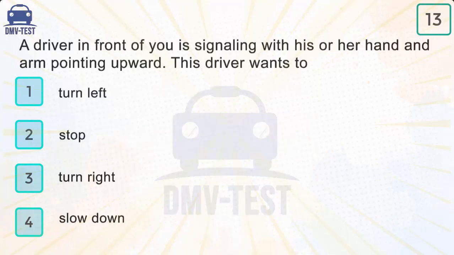A driver in front of you is signaling with his or her hand and arm pointing upward. This driver wants to turn left, stop, turn right, slow down.